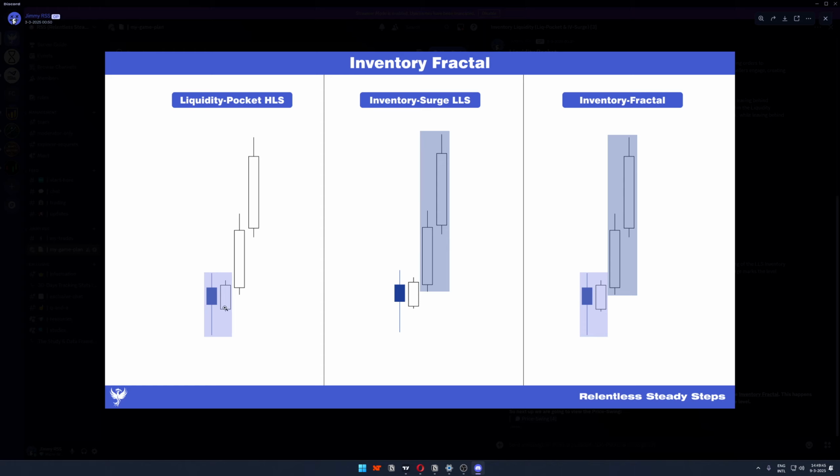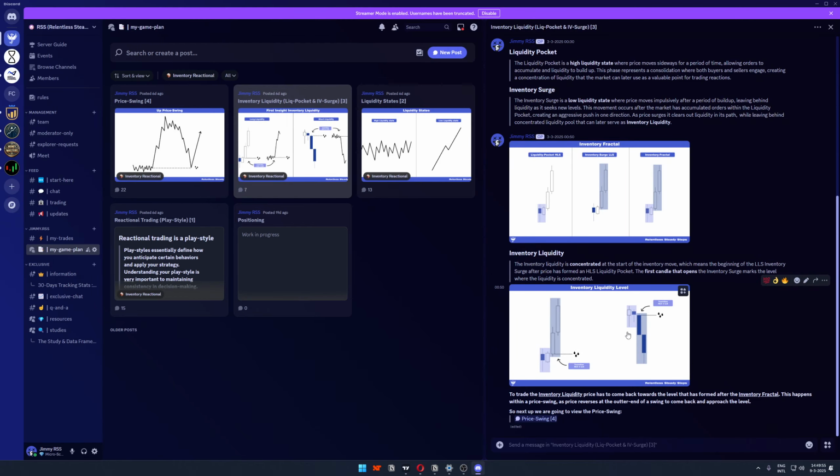So right here, the liquidity pocket is a high liquidity state followed by a low liquidity state inventory surge, which makes the inventory fractal. This inventory fractal makes it able to mark the inventory liquidity, and the inventory liquidity is concentrated at the start of the inventory move, which means the beginning of the low liquidity state's inventory surge after price has formed a high liquidity state liquidity pocket. The first candle that opens the inventory surge marks the level where the liquidity is concentrated.